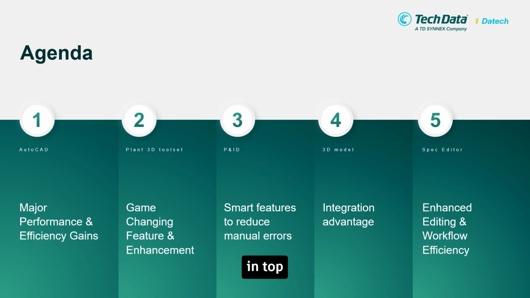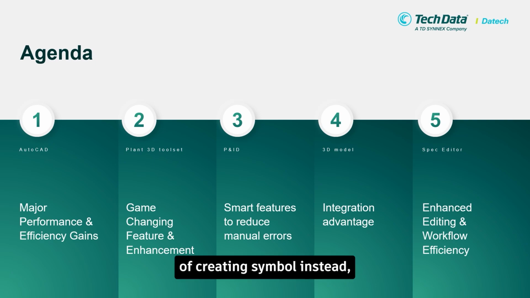We'll be discussing the top 4 productivity-gaining features available inside Plant 3D. We'll also discuss P&ID and 3D model integration, where P&ID is not just a traditional technique of creating symbols. Instead, the integration brings intelligence, which also helps you convert some of the listed P&ID symbols into a 3D model.